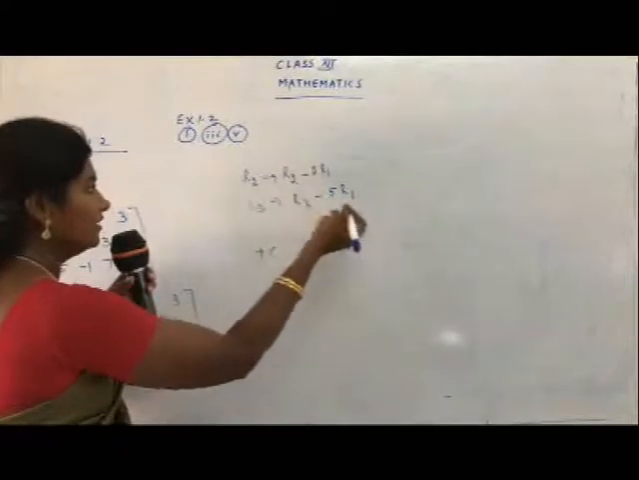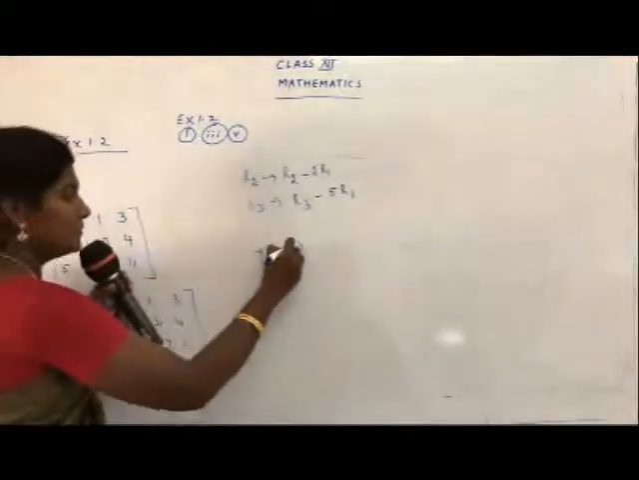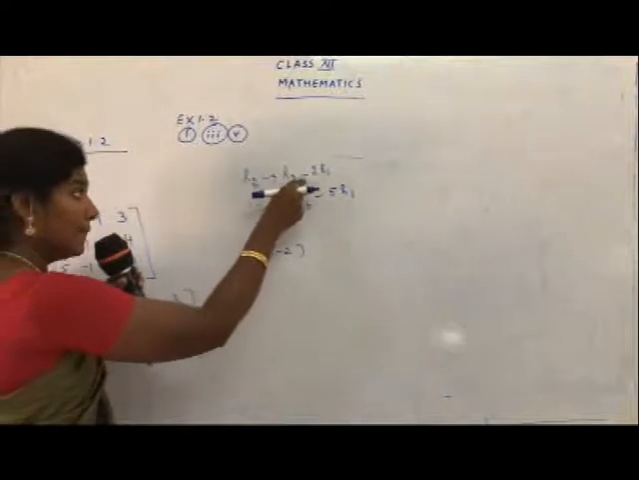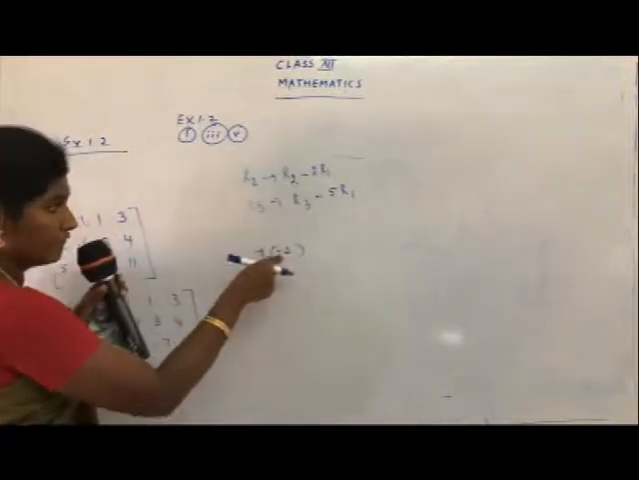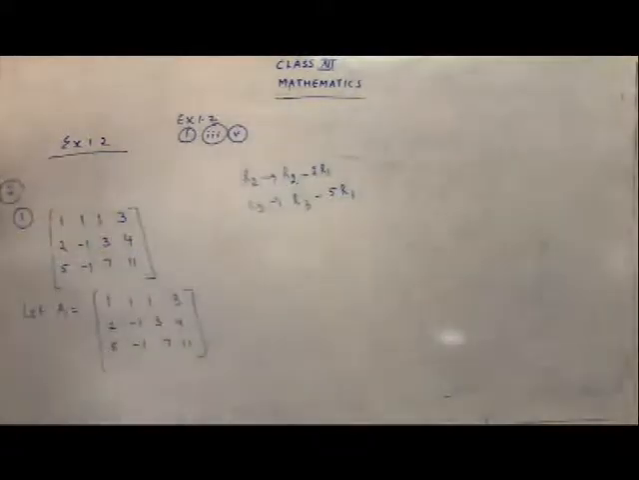Instead of taking 2, I have told you that you can take any non-zero scalar number. So instead of 2, they have taken minus 2. So it is a sum only. Instead of writing minus of 2, you can take it as plus of minus 2. So it follows the third point. So let's do the changes over here.